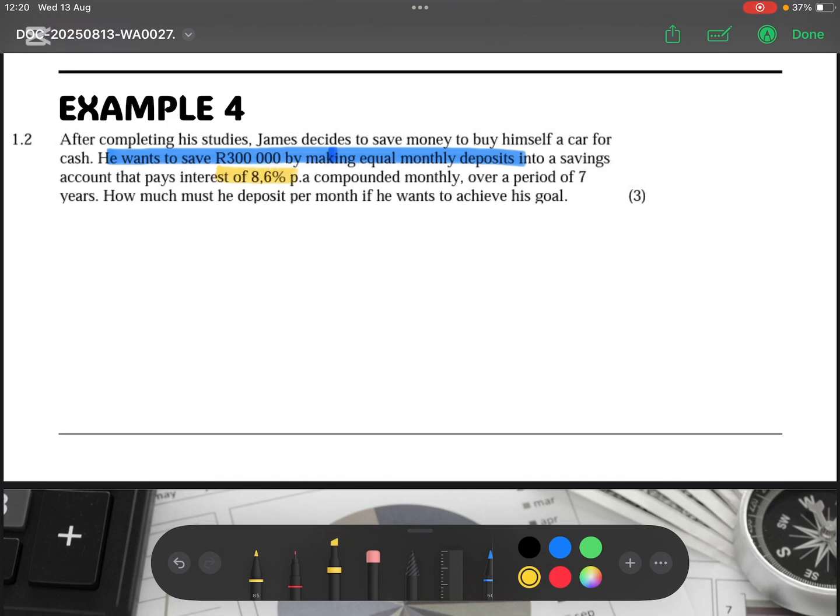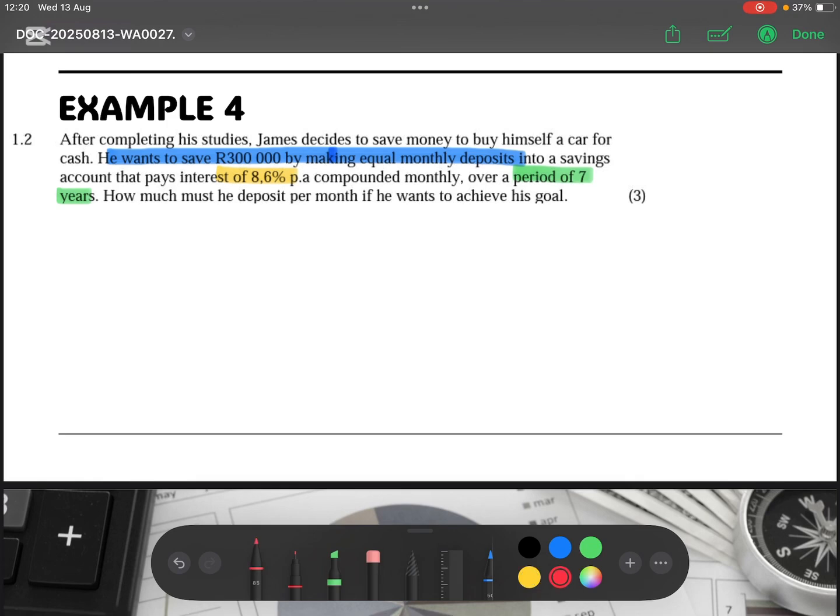It pays an interest rate of 8.6%, compounded monthly, and that should be done over a period of 7 years. So now we want to know how much must he deposit? What is the monthly installment that he must deposit in order for him to achieve that 300,000, compounded monthly at an interest rate of 8.6% for the period of 7 years?